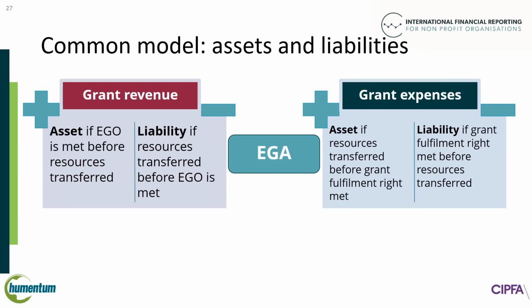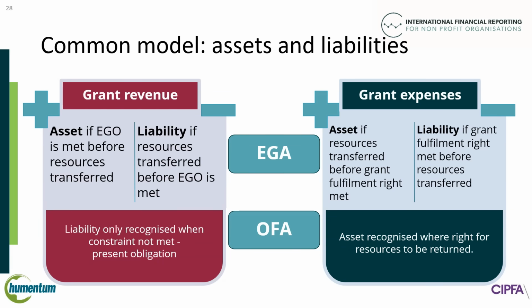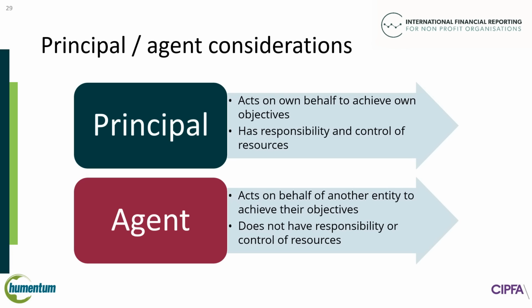Turning to grant expenses, if a grant-providing NPO transfers resources before its grant fulfillment right is met, it recognizes a prepayment asset. Conversely, if a grant fulfillment right has been met, because a grant recipient has met its EGO before any resources have been transferred, the grant-providing NPO will have a grant payment obligation, and will recognize a grant expense and a liability. In other funding arrangements, the grant recipient may only recognize a liability if it fails to meet a constraint, and not before. Its failure to meet the constraint creates a present obligation. The grant-providing NPO may also recognize an asset, if they have a right for resources to be returned, because a grant recipient has failed to satisfy a constraint.